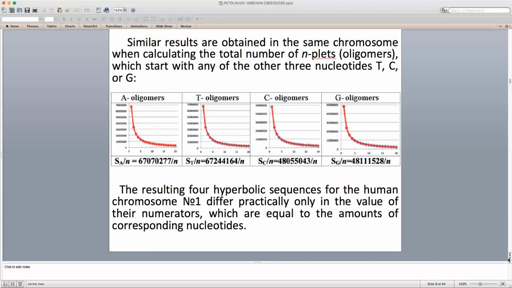Similar results are obtained in the same chromosome when calculating the total number of n-plets, oligomers, which start with any of the other 3 nucleotides, T, C, or G. The resulting 4 hyperbolic sequences for the human chromosome number 1 differ practically only in the value of their numerators, which are equal to the amounts of corresponding nucleotides.